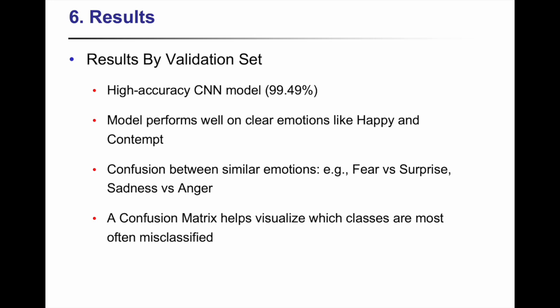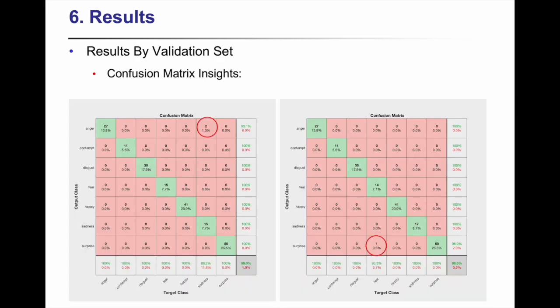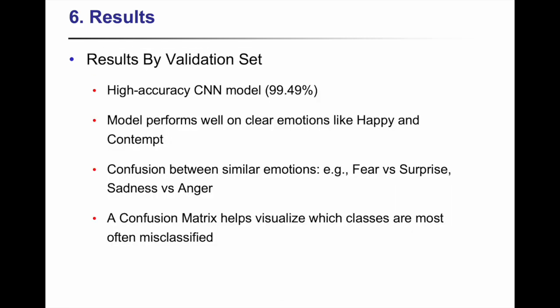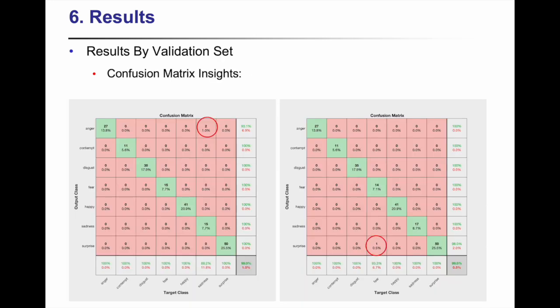We can see the following confusion matrix to help us visualize which classes are most often misclassified. In the confusion matrix, the horizontal axis denotes the actual emotion label. The vertical axis denotes the emotion categories predicted by the model, and the values on the diagonal indicate the number of correctly predicted samples and their proportion. The non-diagonal values indicate misclassification.